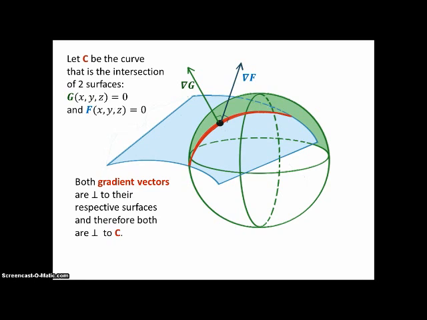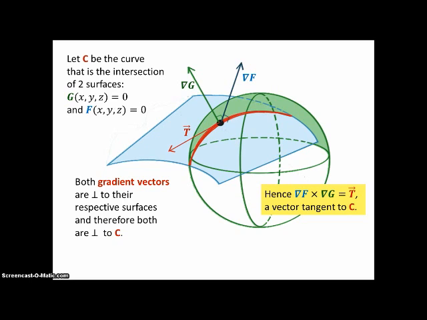So if you have an intersection curve and you're trying to find an equation for it, what do you do? Well, if you cross F, the gradient of F, with the gradient of G, then you get a vector perpendicular to both of them. And so if it's perpendicular to both of the vectors perpendicular to C, then it has to be the tangent vector to C. And so now you have a way of finding a tangent vector to a curve of intersection.